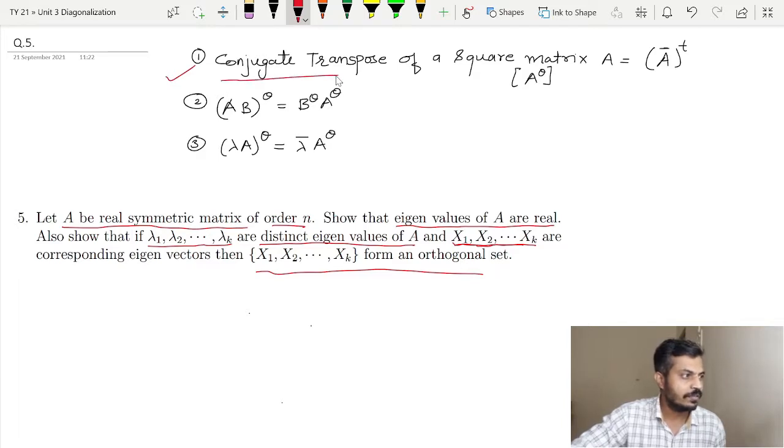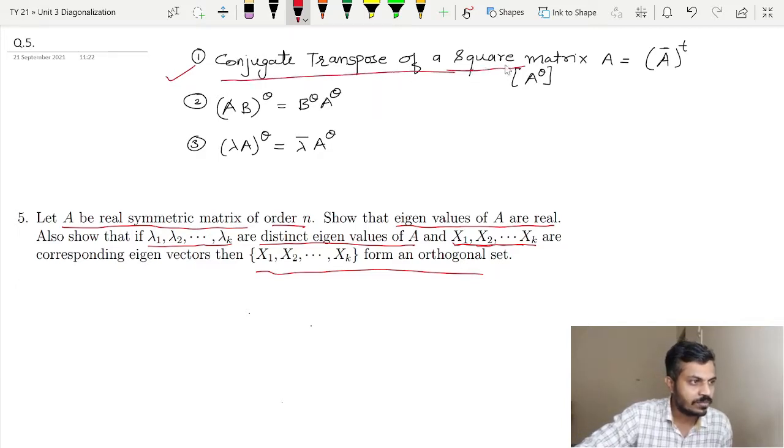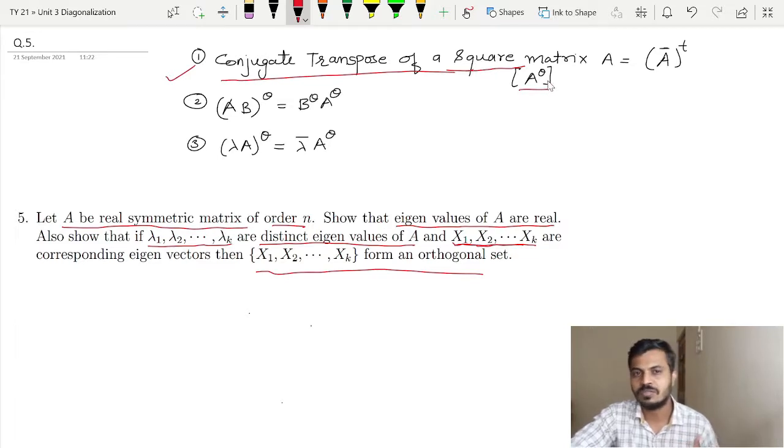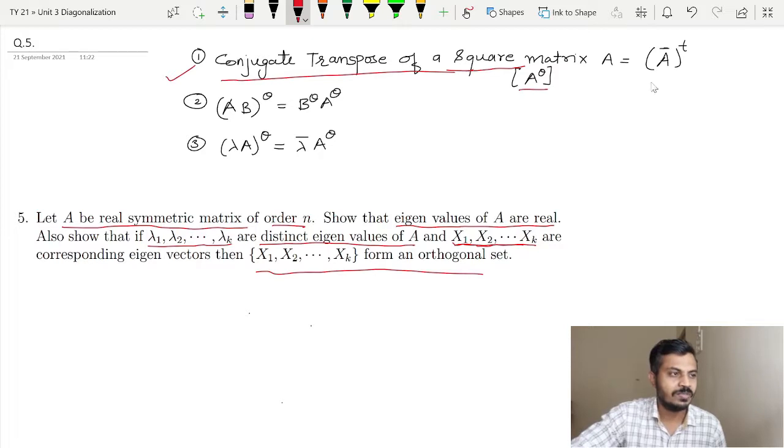First of all, we will need the definition of conjugate transpose. Now you already know what the transpose of a matrix is. Conjugate transpose is a slightly different concept. It is denoted by A raised to theta. Our usual transpose we denote by A raised to T, and the conjugate transpose is defined as A raised to theta is equal to the conjugate of A, then its transpose.